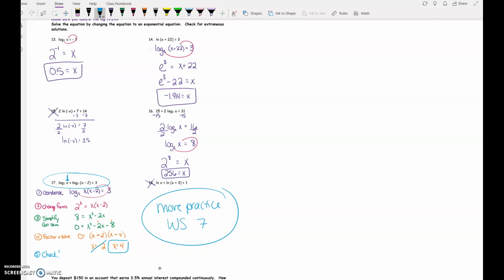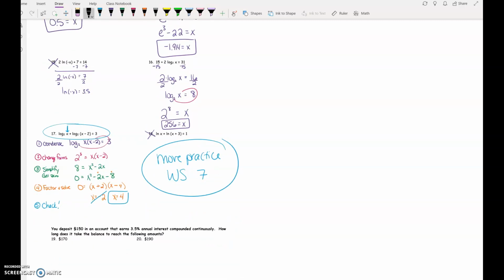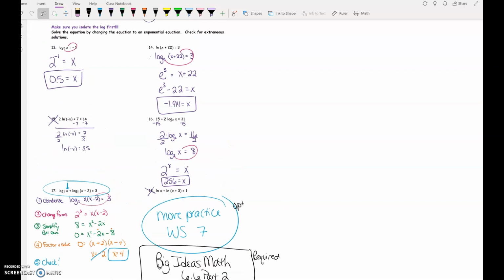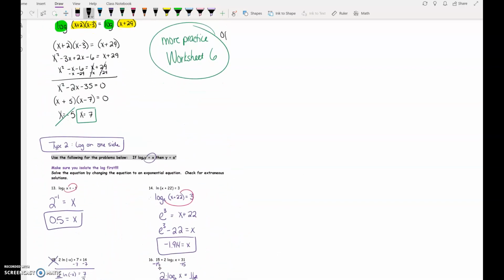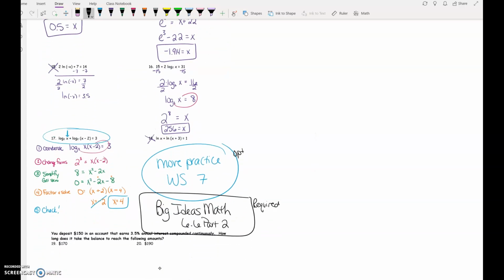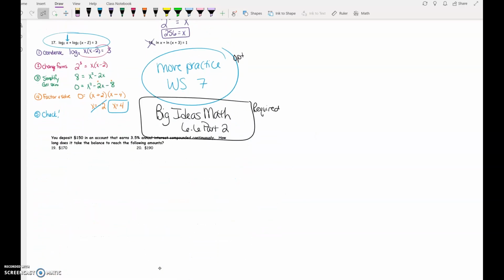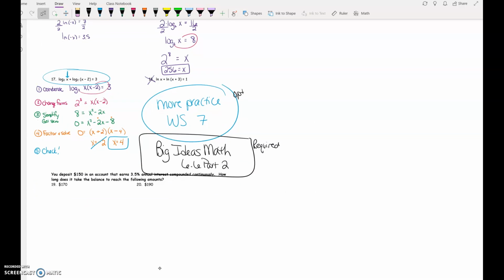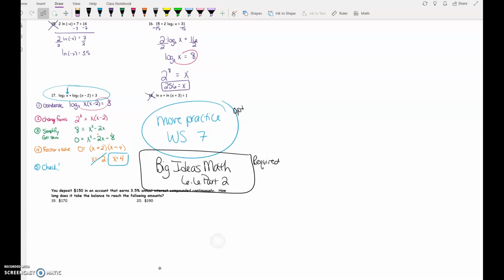Now first, your assignment for this section is in Big Ideas Math. Remember, you log in through Clever and then go to Big Ideas Math. And it is 6.6 Part 2. That is the required assignment. The optional assignment for extra practice is to do worksheet 6 and worksheet 7. So worksheet 6 and worksheet 7 are optional for extra practice. I will be providing answer keys for those. Your required assignment is 6.6 Part 2 in Big Ideas Math.